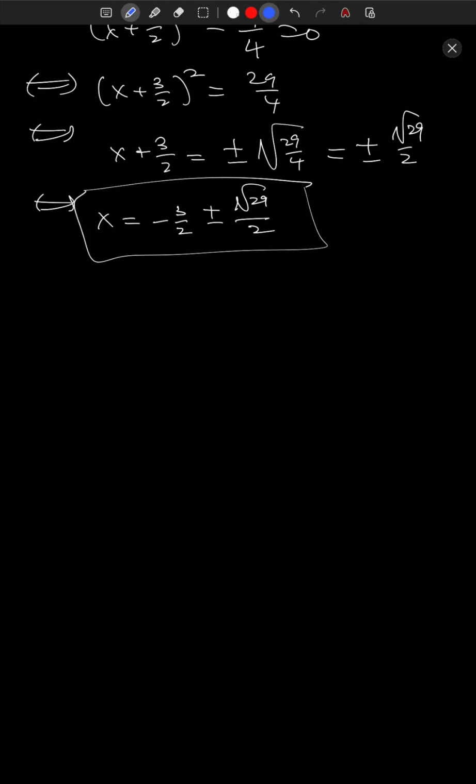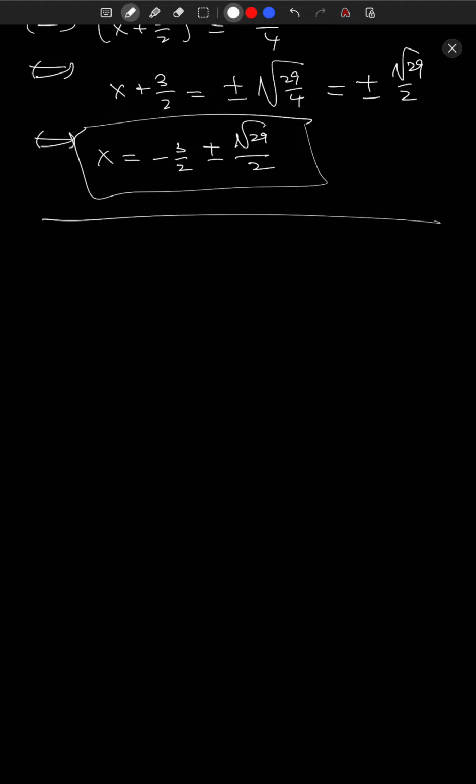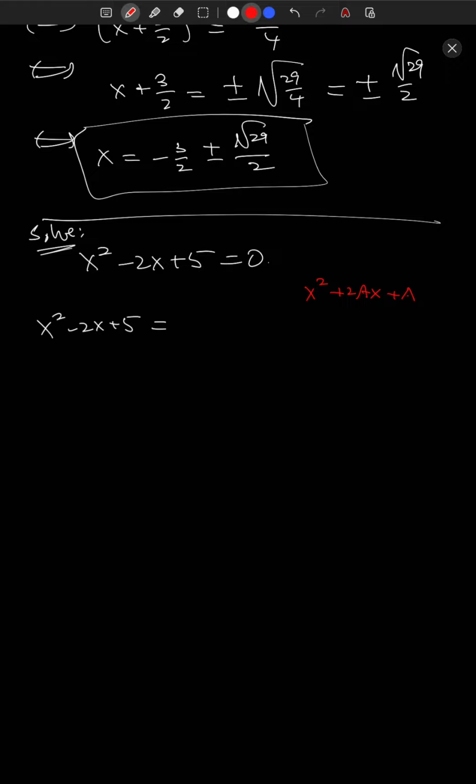All right, let's do one more, and this one will lead us to complex numbers. So let me do x squared minus 2x plus 5 equals 0. All right, so solve this. Okay, again, I'm just going to deal with the expression here. x squared minus 2x plus 5 is equal to. And again, if it helps, write this down every time. x squared plus 2ax plus a squared. That's equal to x plus a whole thing squared.